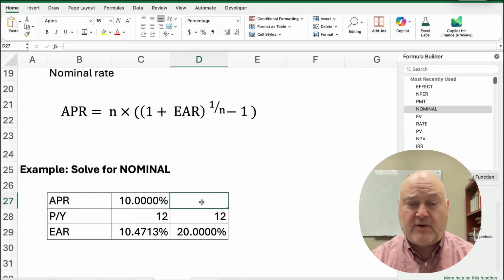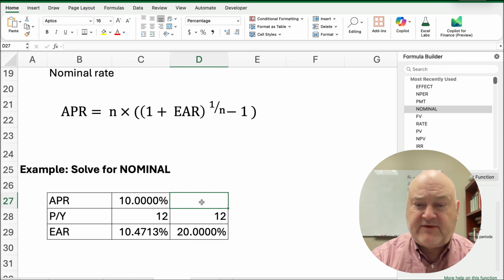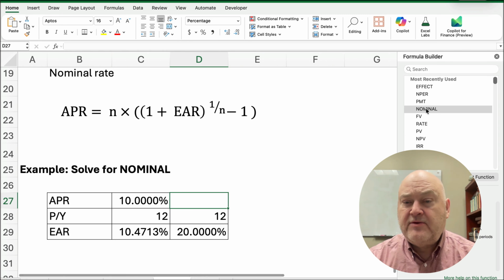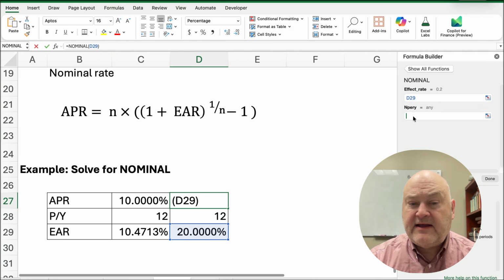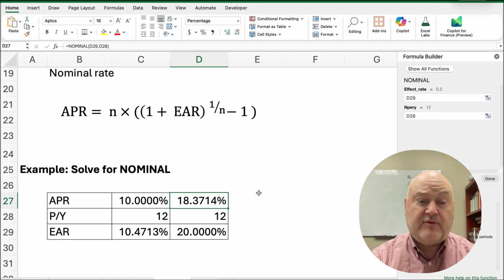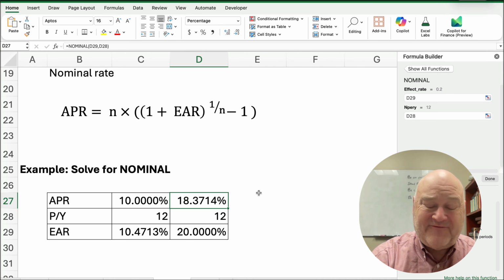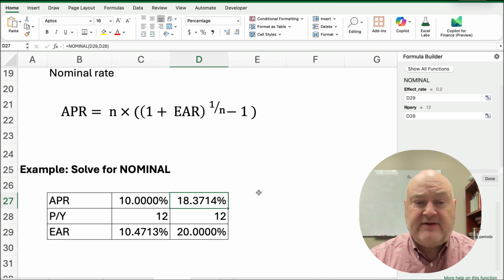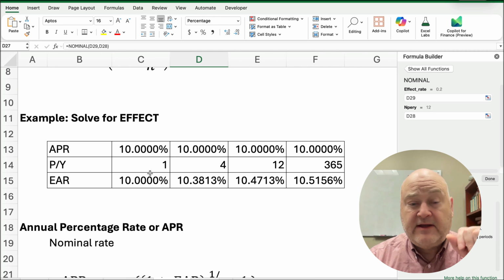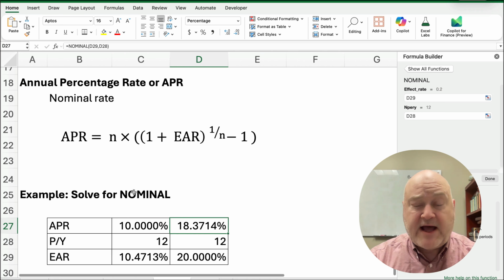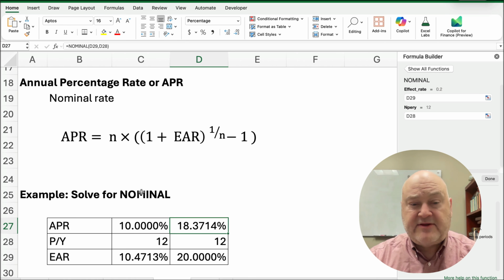All right, let's do the same thing. Let's say we have a 20% effective rate. What's the annual rate? Same thing, we're going to do NOMINAL, and the effective is 20% and 12 periods per year, and that would end up being 18.37 would be the annual percentage rate. All right, so this is the difference between the effective and the annual. If you need to solve for the effective rate, use the EFFECT function in Excel. If you need to solve for the APR, use NOMINAL. You need to make sure you understand the difference between nominal and effective rate, and your life will be much easier in financial matters.